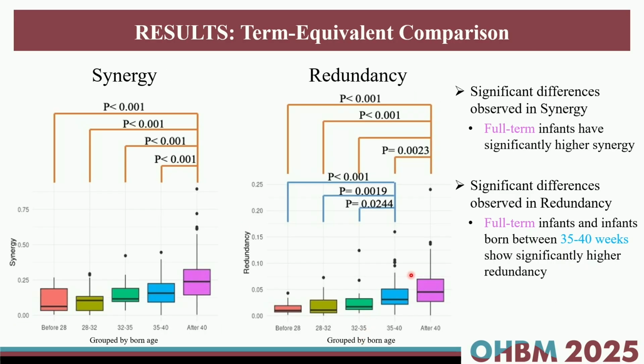So for the subset of preterm infants that has the term equivalent scans, we further compared their synergy and redundancy with those of full-term infants. Significant differences were observed among the 5 age groups. Specifically, the post-hoc analysis confirmed that full-term infants have significantly higher synergy and redundancy compared to all the other preterm infants. And meanwhile, infants born between 35 to 40 weeks also have significantly higher redundancy compared to infants born before 35 weeks.